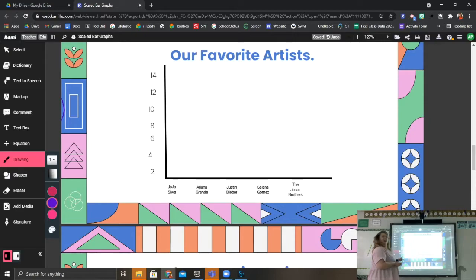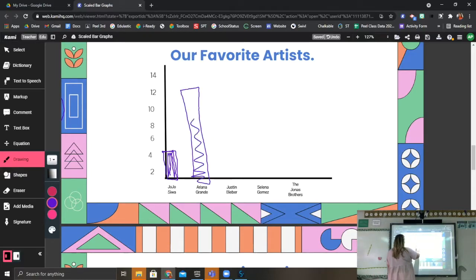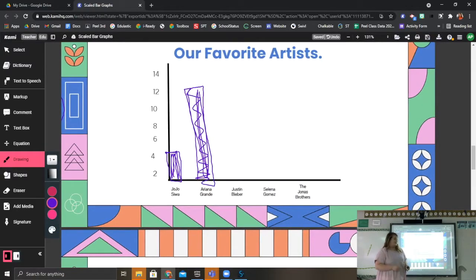However, not everybody liked the artists the same amount. So, when it came to JoJo Siwa, I had 4 students who loved JoJo. So when I make my bar graph, I'm only going to go to the number 4. And I'm placing it over JoJo Siwa's name. When it came to Ariana Grande, everyone, it seems like, loved her. So actually, 12 students in my class voted for Ariana Grande as their favorite artist. Notice I draw all the way up to the 12, and then I come back down and fill in.